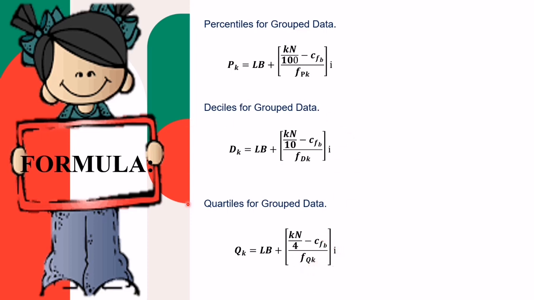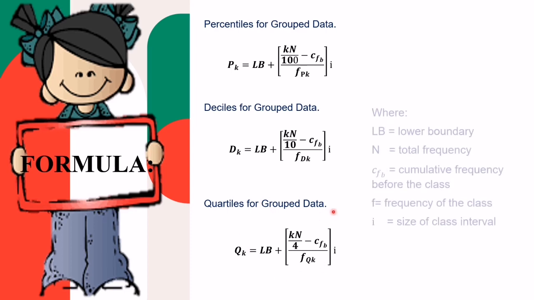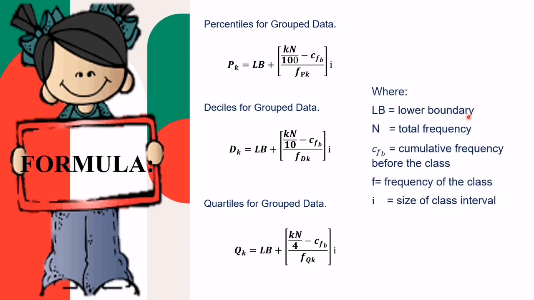So you can see that the formulas are the same except for the P. For the percentile, we have P. For decile, we have D. And then for quartile, we have Q. And for the denominator, we have 100 for percentile, 10 for decile, and 4 for quartiles. Where LB is the lower boundary, n is the total frequency, CF sub b is the cumulative frequency before the class, f is the frequency of the class, and i is the size of the class interval.